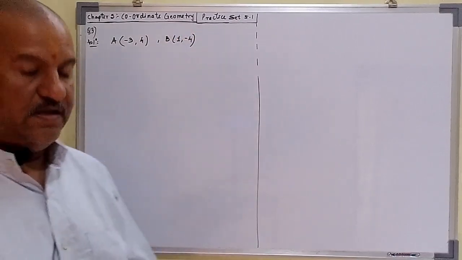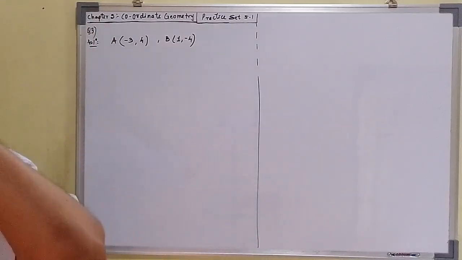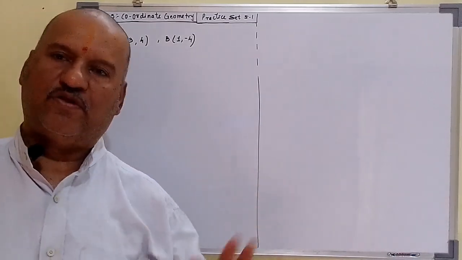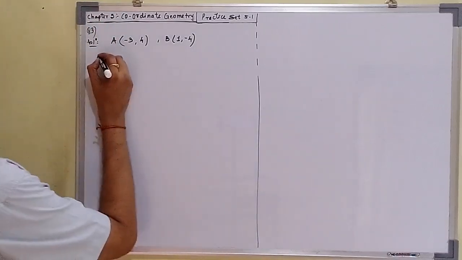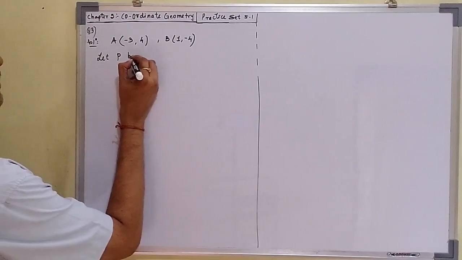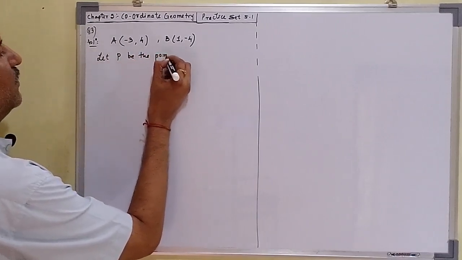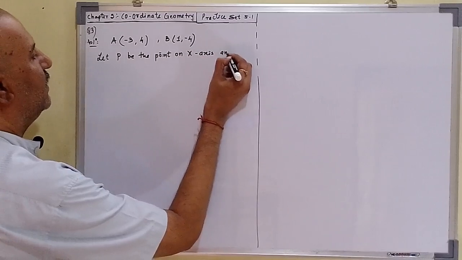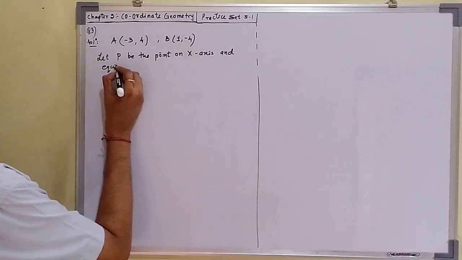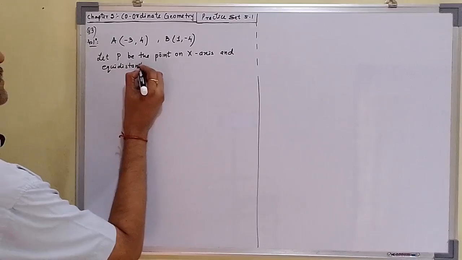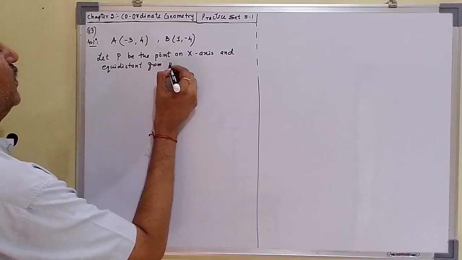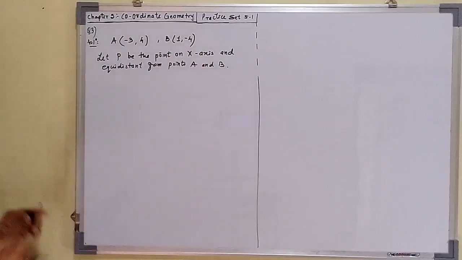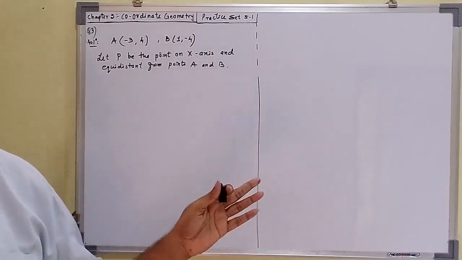They say there is a point on x-axis which is equidistant from A and B. So point का नाम नहीं दिया है तो हम assume करते हैं, let P be the point on x-axis and equidistant from points A and B. ये हमने सपोज कर लिया, एज्यूम कर लिया.